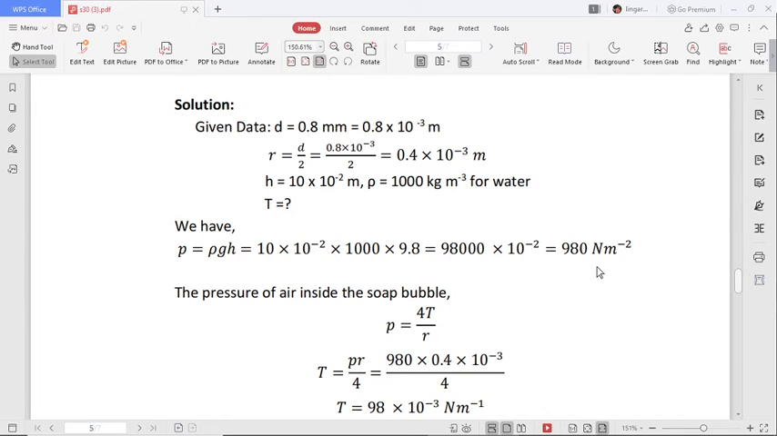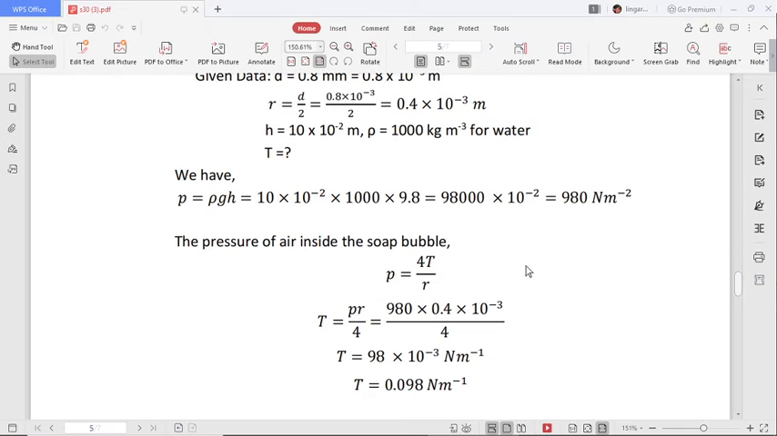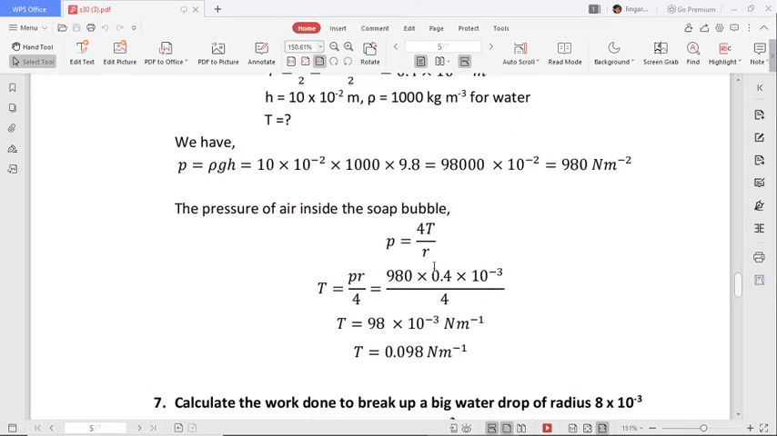So calculating, we are getting 980 Newton per meter square. The pressure inside the soap bubble P is equal to 4T by R.